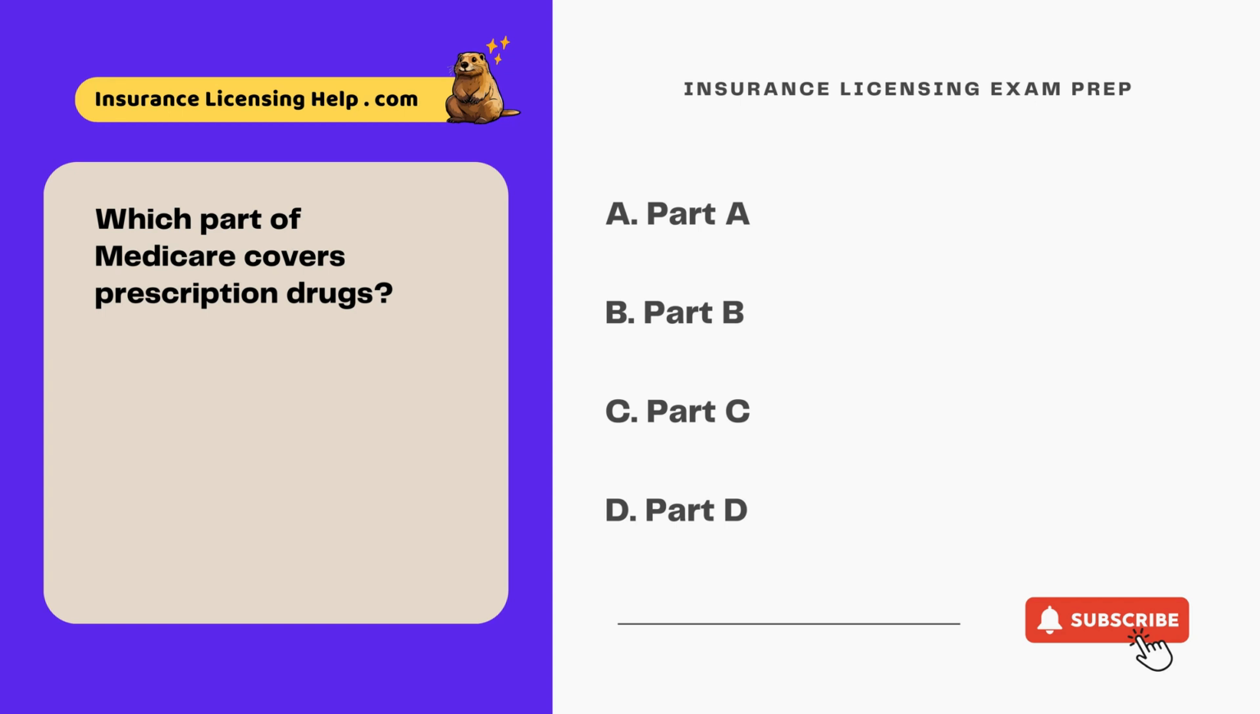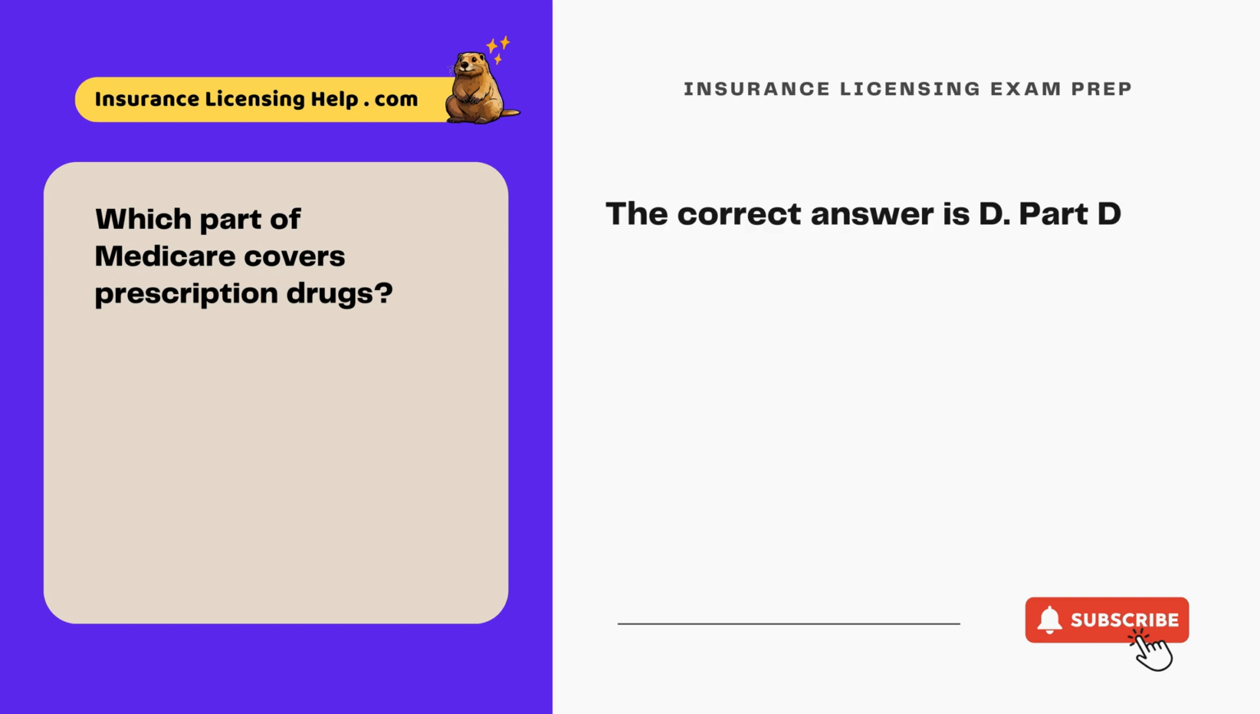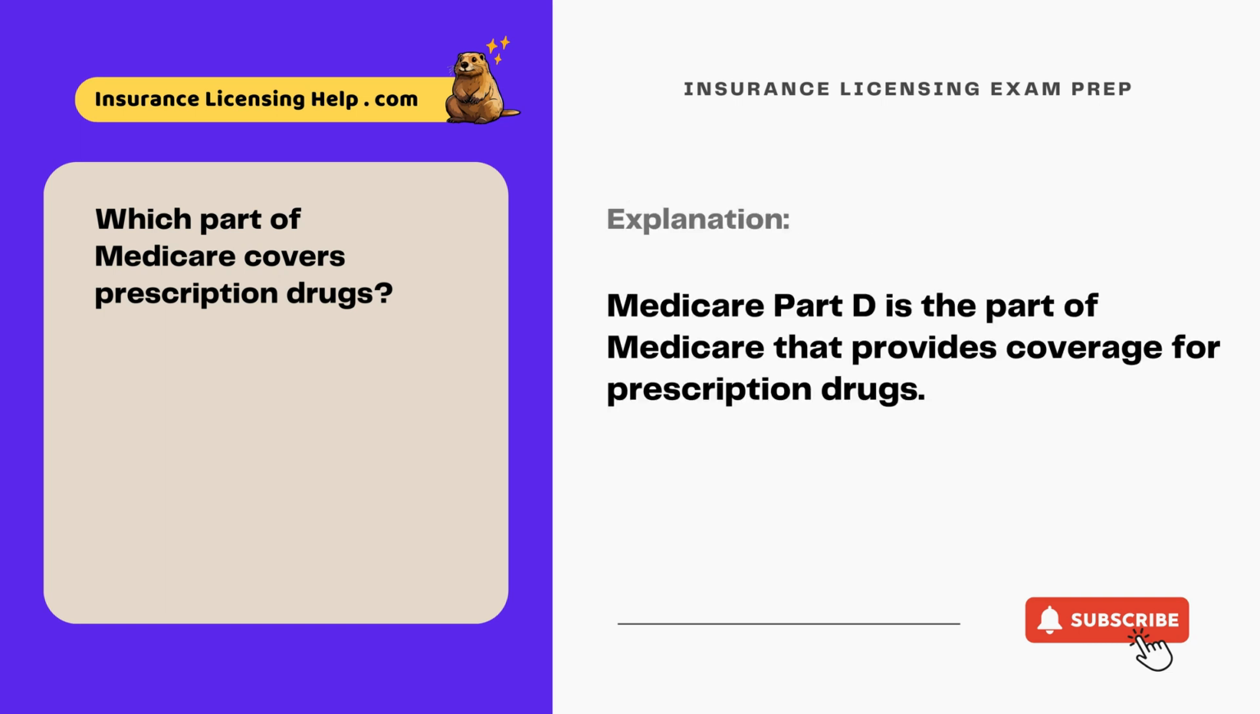Which part of Medicare covers prescription drugs? A. Part A. B. Part B. C. Part C. D. Part D. The correct answer is D, Part D. Medicare Part D is the part of Medicare that provides coverage for prescription drugs.